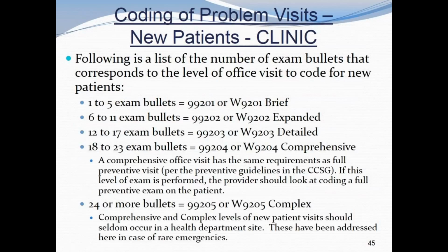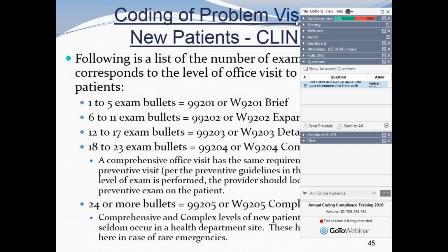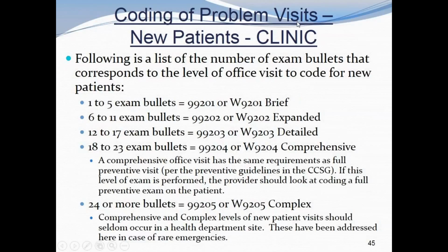All right, so let me go back on where we were finding new patients, which is right here. Now, if you look at this particular slide, you'll notice there's a 99204, which is actually a comprehensive exam for a new patient, which is 18 to 23 exam bullets. So just take a look at this slide.